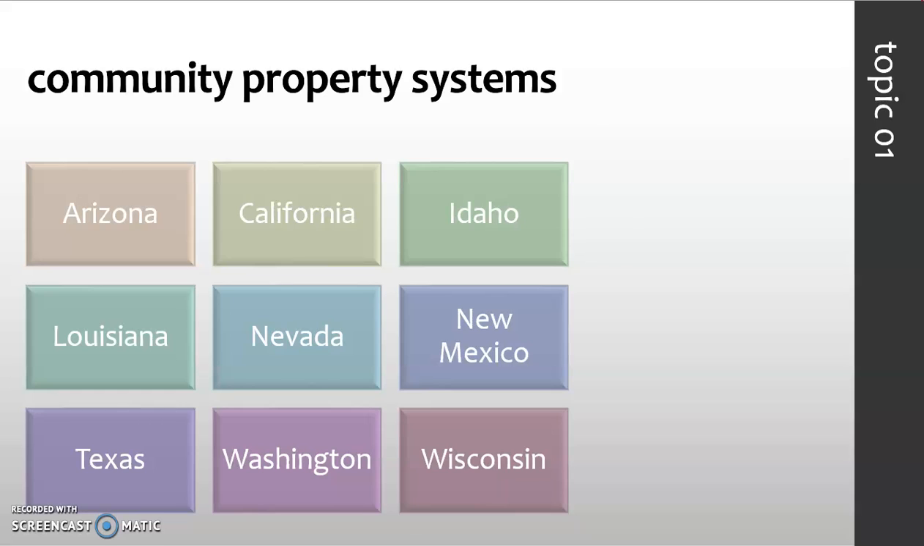The first topic is community property systems. 9 states implement a community property system. Those states include Arizona, California, Idaho, Louisiana, Nevada, New Mexico, Texas, Washington, and Wisconsin.